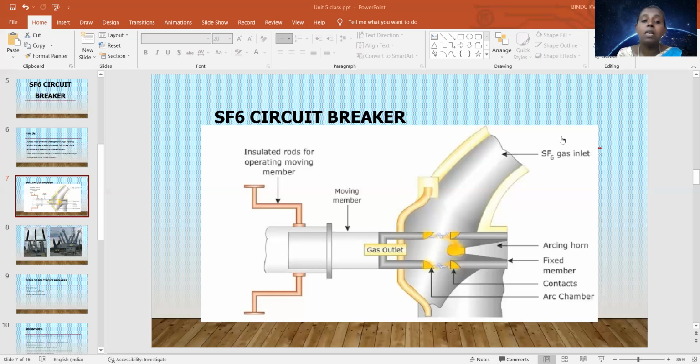This will result in a medium between the contacts that will quickly build up a dielectric strength, and this causes the extinguishing. This is how the arc extinguishing is happening. Okay, and we'll come to the types of circuit breaker.